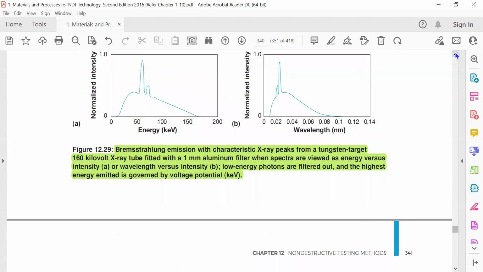So these are characteristic X-rays: bremsstrahlung emission with characteristic X-ray peaks from a tungsten target, 160 kilovolt X-ray tube fitted with a 1 mm aluminum filter. The spectra are viewed as energy versus intensity, or wavelength versus intensity. Low energy photons are filtered out, and the highest energy emitted is governed by the voltage potential, keV.